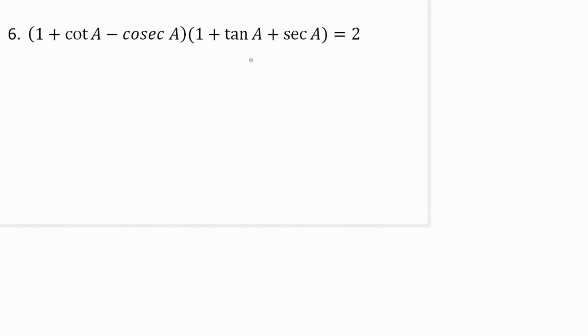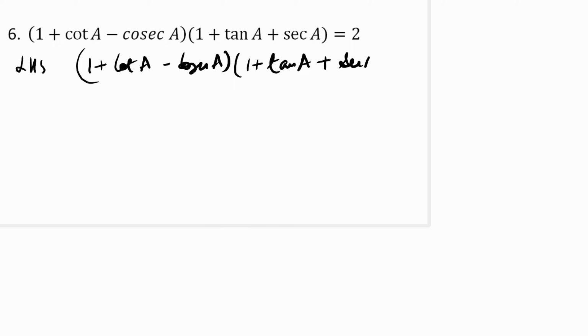It is the sixth part. 1 minus cot A minus cosec A upon 1 plus tan A plus sec A is equal to 2. So in this question also, we will first convert everything into sine and cos. We'll start with the left hand side. Left hand side is 1 plus cot A minus cosec A upon 1 plus tan A plus sec A. So it will be 1 plus cos A upon sine A. Cot we can write as cos upon sine. Cosec we can write as 1 upon sine.